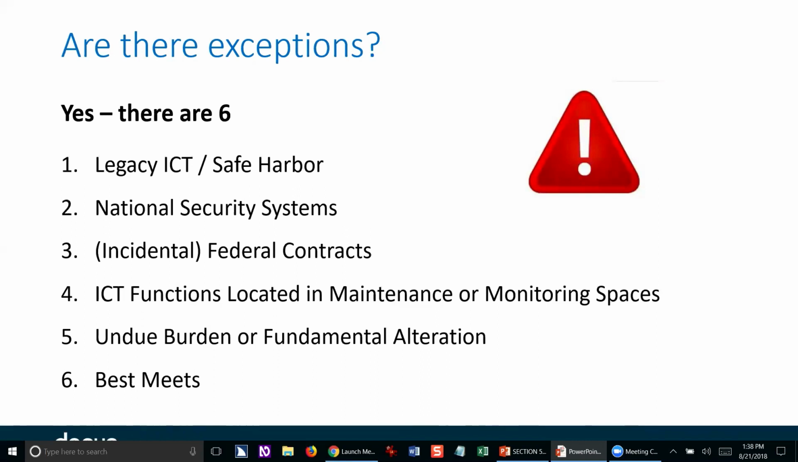The second exception I'll go over is best meets. Now, sometimes ICT that is fully compliant with Section 508 is not commercially available. And in this case, the agency must procure ICT that best meets both the Section 508 requirements and the business needs of the agency. Also note that the agency still has an obligation to provide access to the ICT to people with disabilities by alternative means that suit their needs.